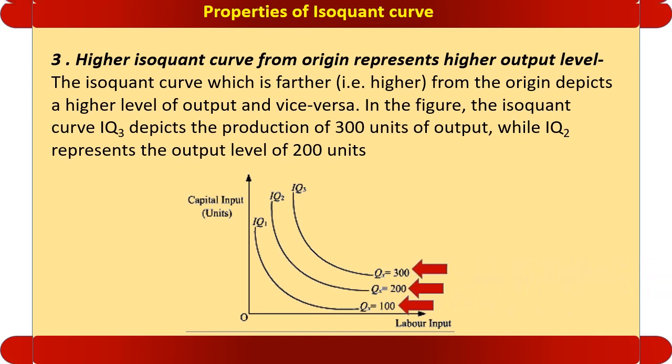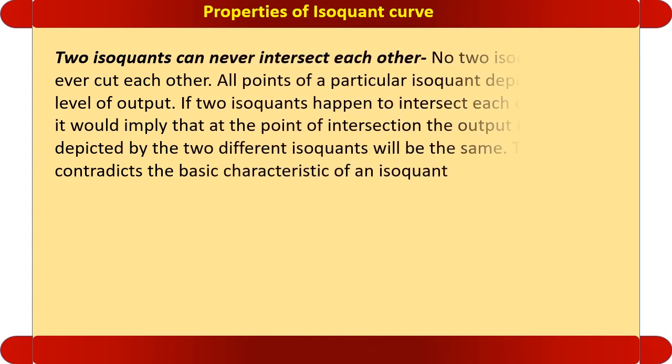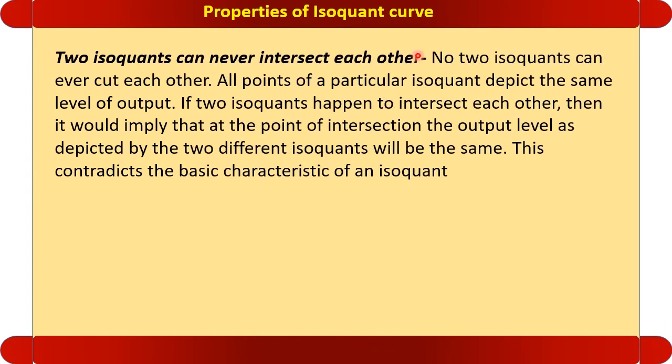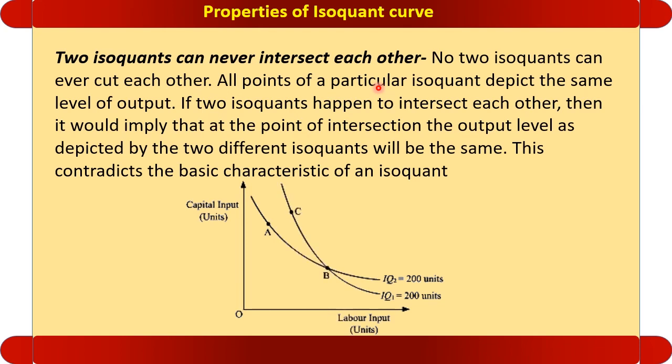Let's see the next property. Two isoquants can never intersect each other, because every isoquant represents a different level of output, and different levels of output cannot be equal. So two isoquant curves can never intersect each other. Here we can say it cannot intersect at the point B. Why? Because every isoquant curve represents a different level of output.